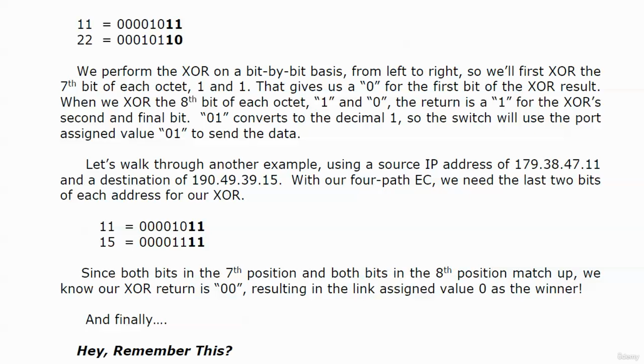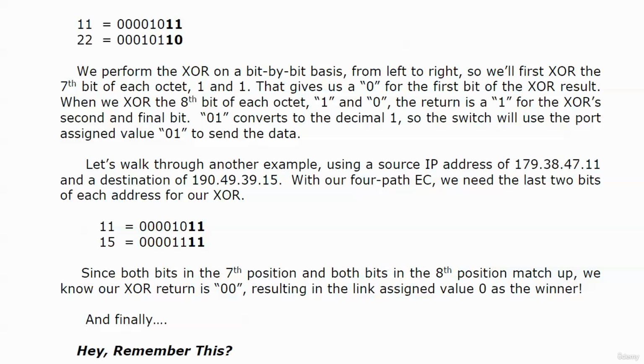Now, when you have more than 1 bit to compare, we do the XOR on a bit-by-bit basis. So from left to right, the first thing we do is XOR the 7th bit of each octet. Well, that's 1 for each octet. The 7th bit is set to 1 each time. That gives us a 0 for the first bit of the actual XOR result.